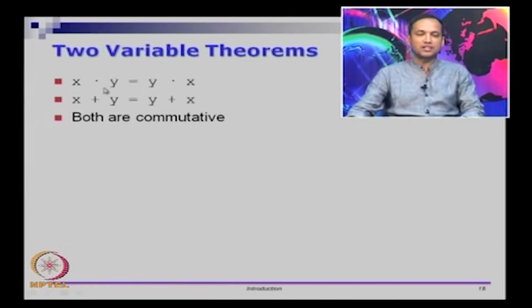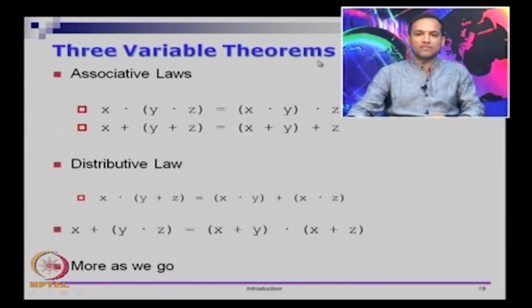Then we have two interesting two variable theorems. X and y should be the same as y and x. So what that means is the order in which you give the inputs does not matter, x and y is same as y and x. Similarly, x or y is the same as y or x. Again, you can prove these things by writing a truth table down. I will show you an example really quickly. But right now just assume that these are correct and these are both commutative, which means the order of the operations does not matter. Finally, we have the so called three variable theorems.